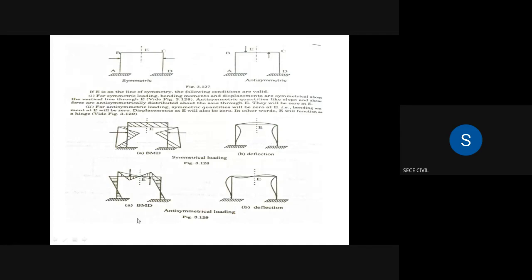If the frame is symmetric but the loading is unsymmetric, then the bending moment diagram and deflection will also be unsymmetric. This is the example for that. Here the bending moment diagram is unsymmetric, and the deflection is also unsymmetric. It is downward here, and the deflection is upward for this particular figure. The first two figures are for this one, and these two figures are for this particular one, anti-symmetric.